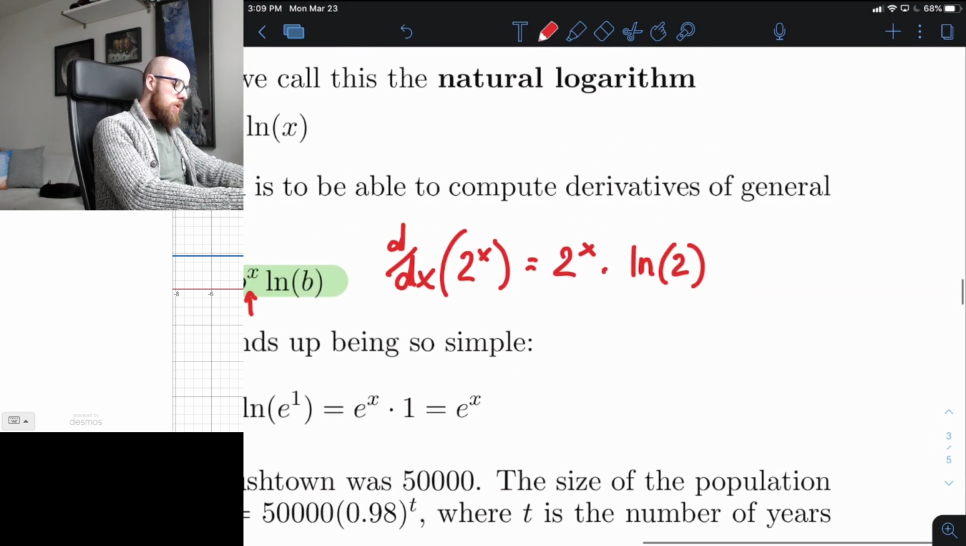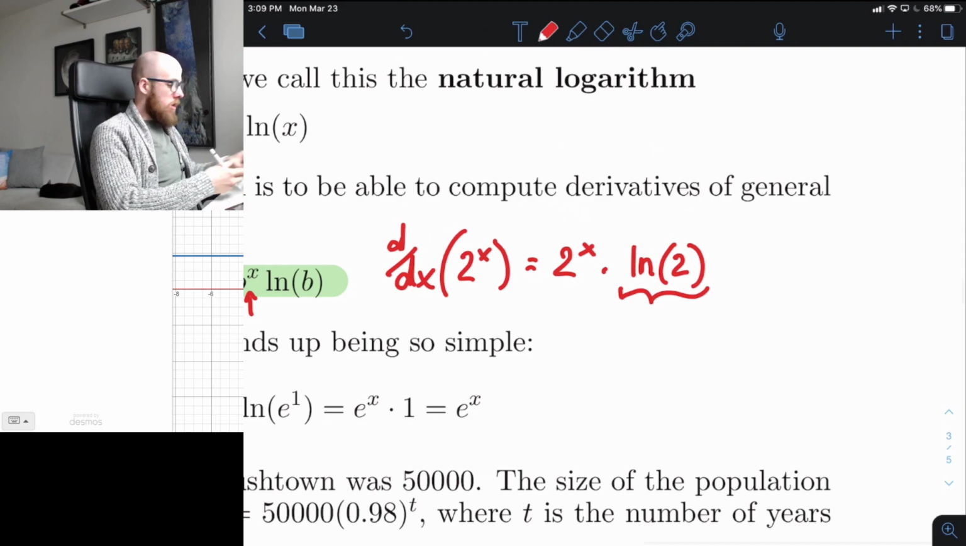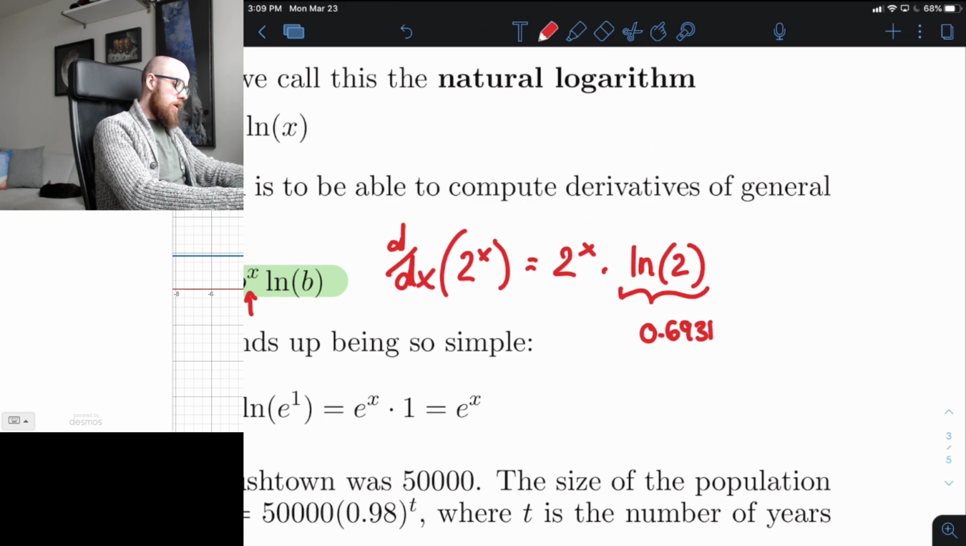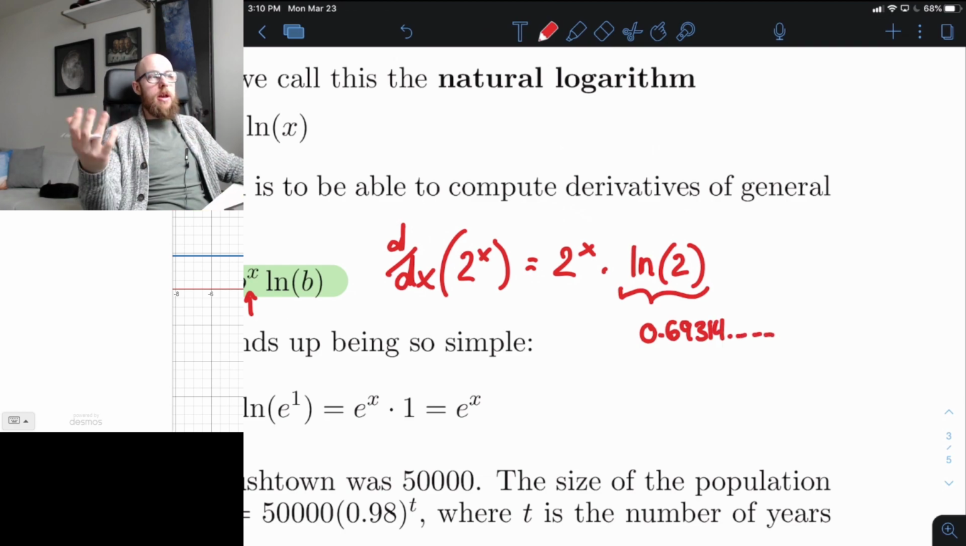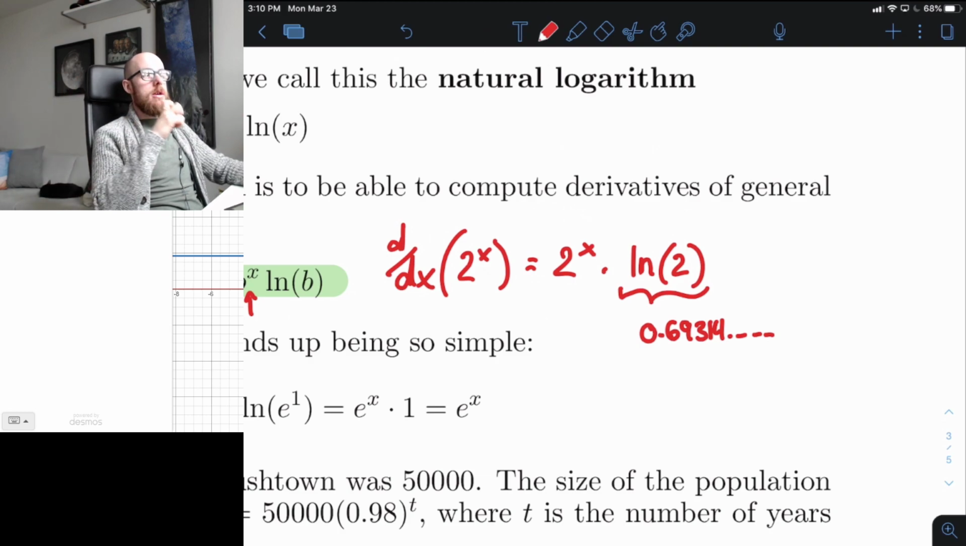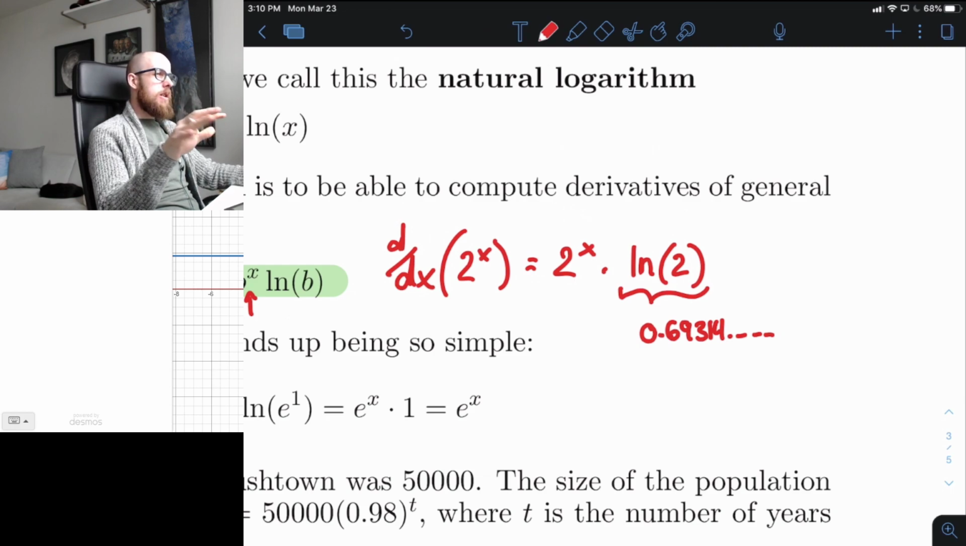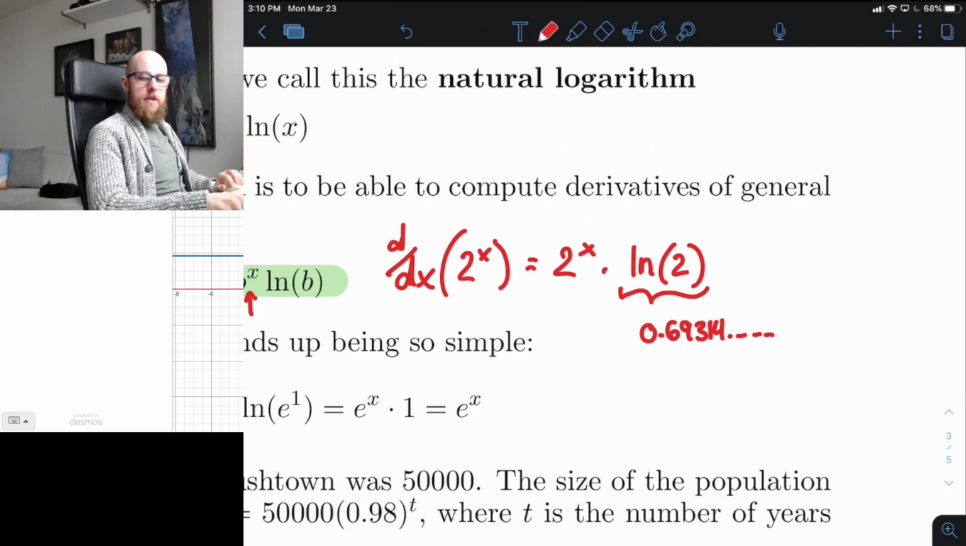This ln of 2 is just some number. You can punch it into your calculator, and it's 0.69314 and so on. So it's just a constant number that we tack on at the end. Samar, did that clear up logarithms and natural logarithms a little bit?